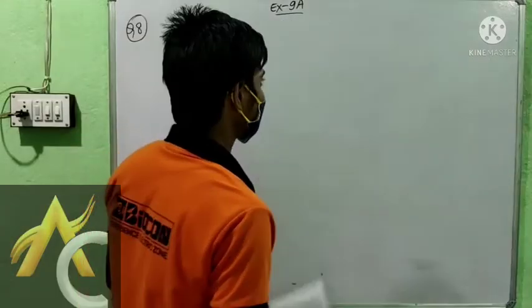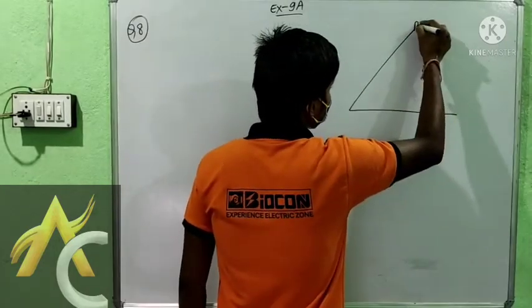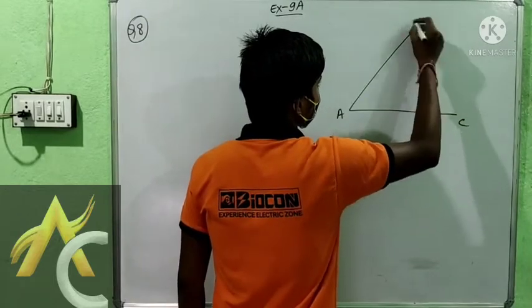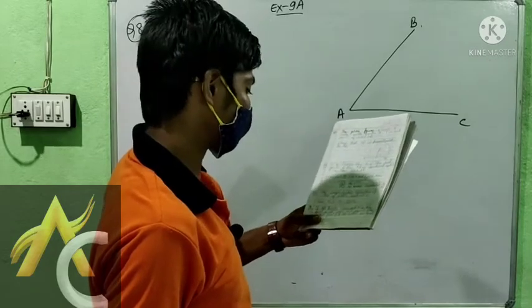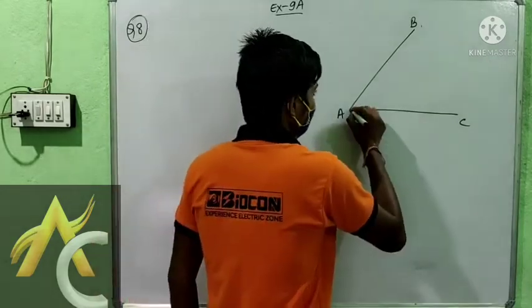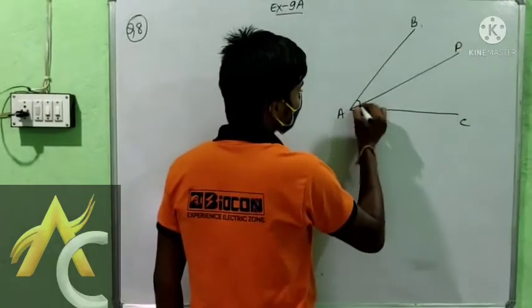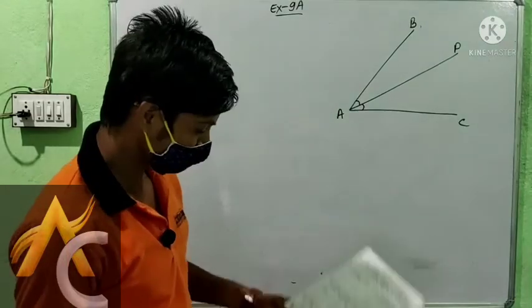Here an angle BAC is given, so we are going to write it here. This is B, this is A and this is C. Okay. So it is given that AP bisects angle BAC. So there is a bisector of angle BAC and let us consider that this is P. This means this angle will be equal to this angle. This angle will be equal to this angle, right?